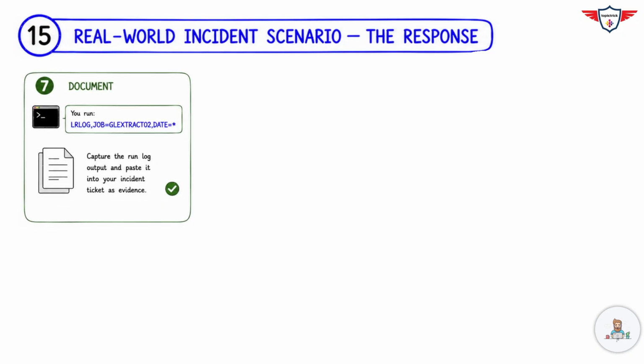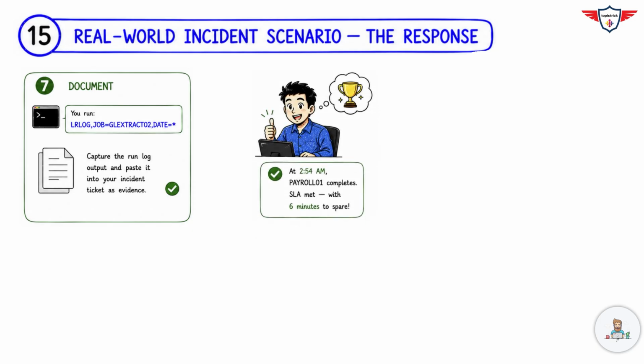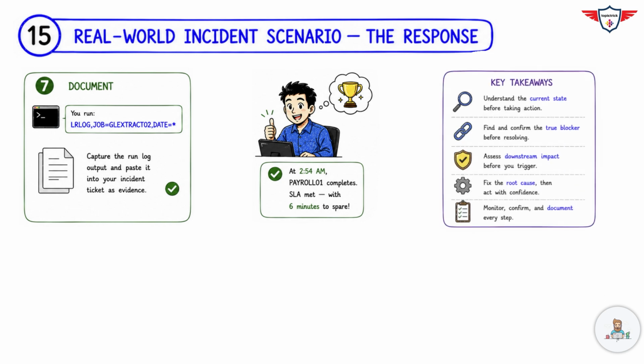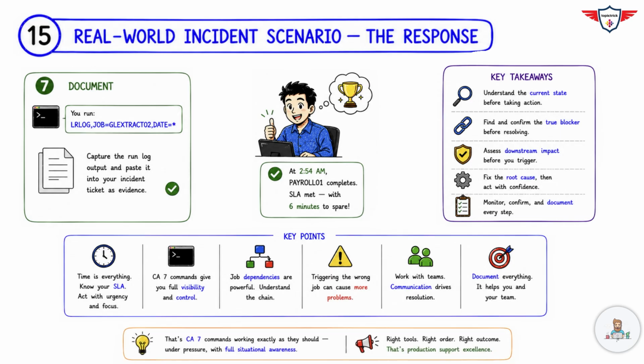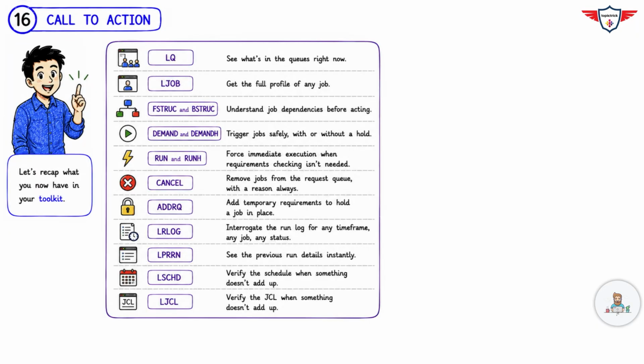Now let's talk about the last step, which is very crucial, and that is documentation. For that, you can use LRLOG,JOB=GLEXTRACT02,DATE=*. When you fire this command, it will show the run log for this particular job. So you can copy the output and paste it into your incident ticket as evidence. This is how you can use this combination of commands to fix the problem with any job during your production support activities.